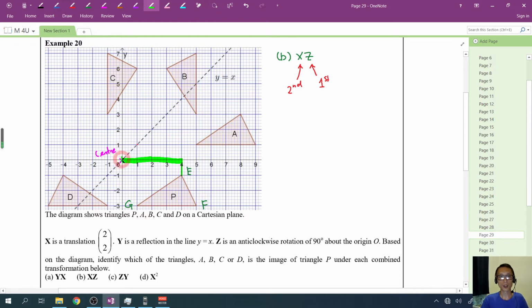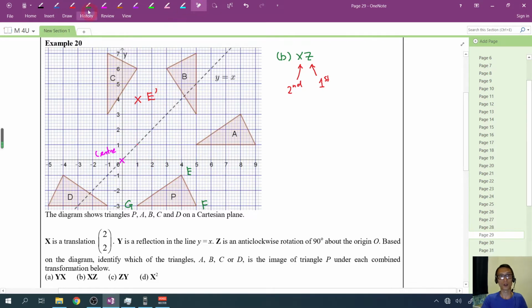So it will become 1, 2, 3, 4, 1, right? I have rotated this L shape 90 degrees anti-clockwise. So let me make a mark over here. This is the image of point E. Okay, let me label it as E prime. Do the same thing for the rest of the points.